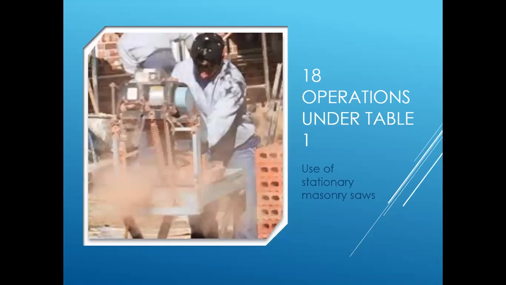So let's go through a few of these operations listed in Table 1. First on the list is the use of stationary masonry saws. Engineering controls for this task require that the employee use a saw equipped with an integrated water delivery system that continuously feeds water to the blade. There's no requirement for the use of respiratory protection as long as water is being used while operating this setup for the saw.